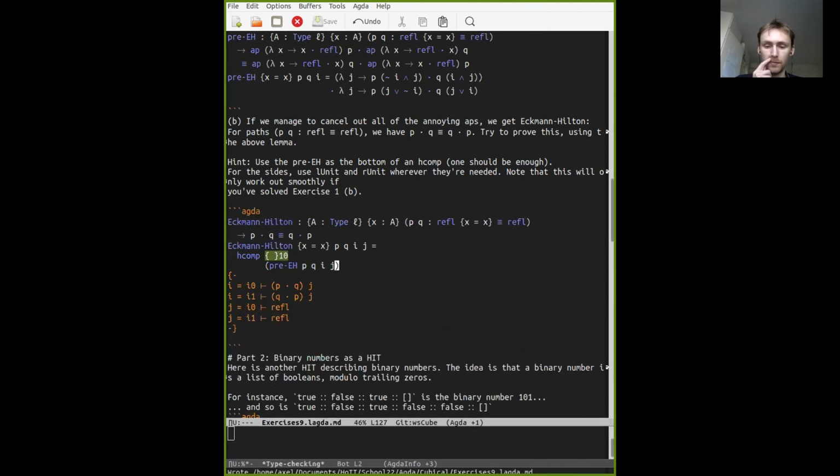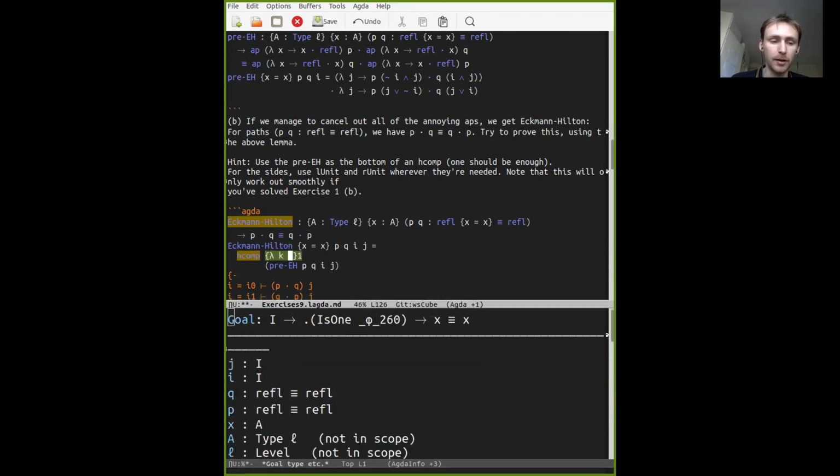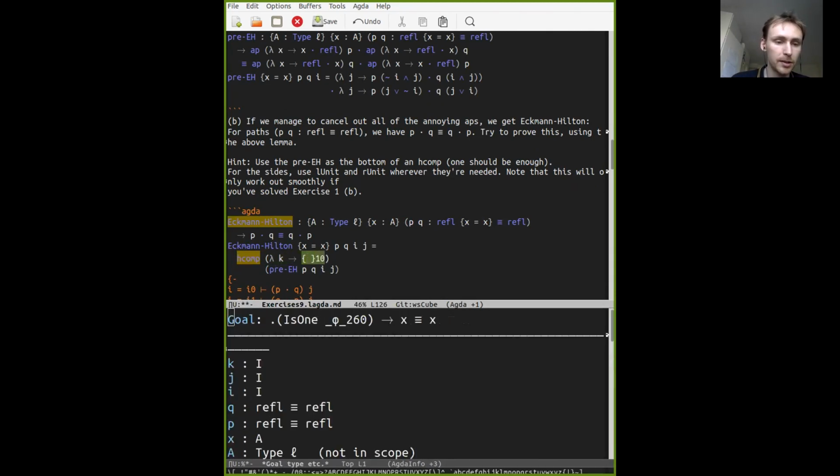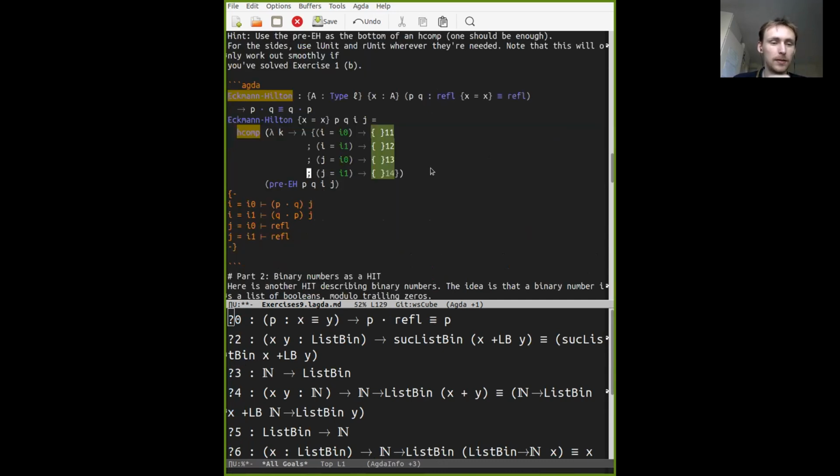I'm going to tell you what the boundary problems are here. I'm just going to write it out first. My God, I hate writing hcomps. There we go. Right. Okay.